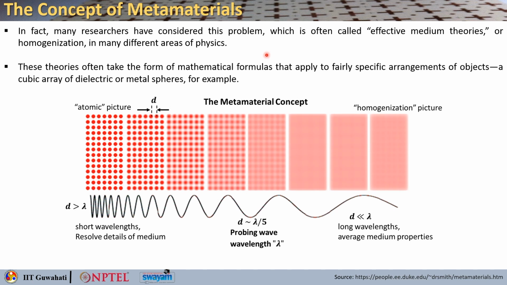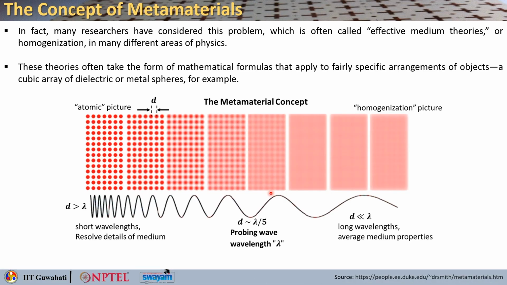Now, these theories often take the form of mathematical formulas that apply to fairly specific arrangements of objects, such as a cubic array of dielectric or metallic spheres, for example. With effective medium theory, you can approximate a periodic array of meta atoms, which is nothing but your metamaterials, to be represented with an effective permittivity and permeability, and that is where the concept of metamaterial will be useful, right.